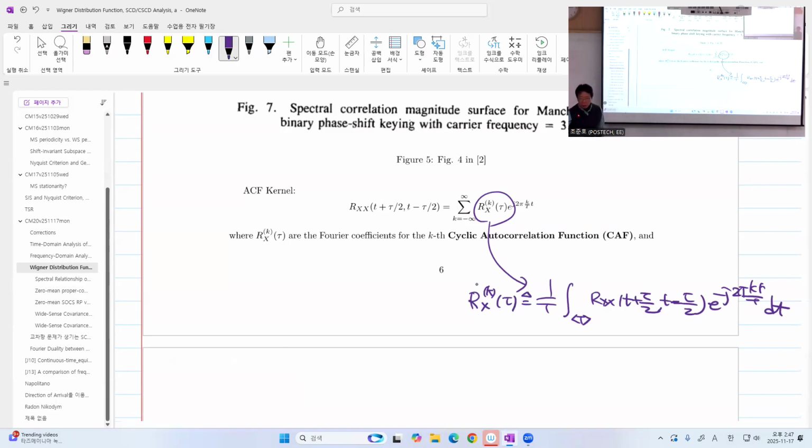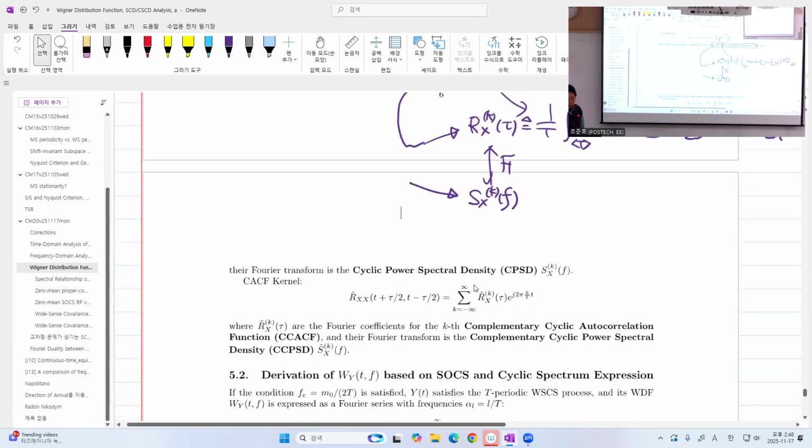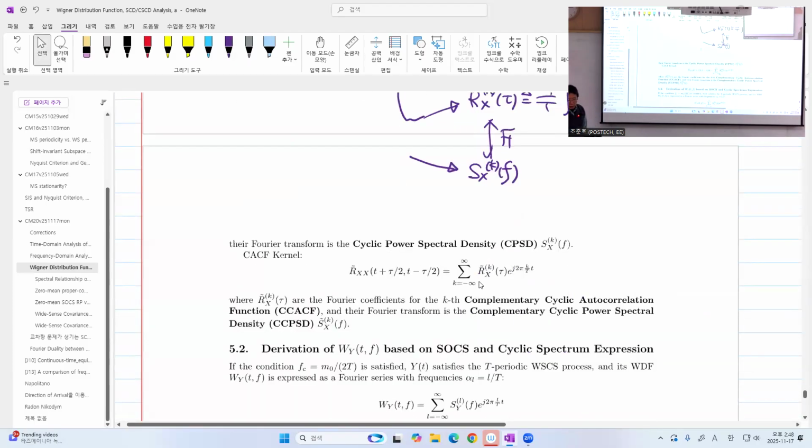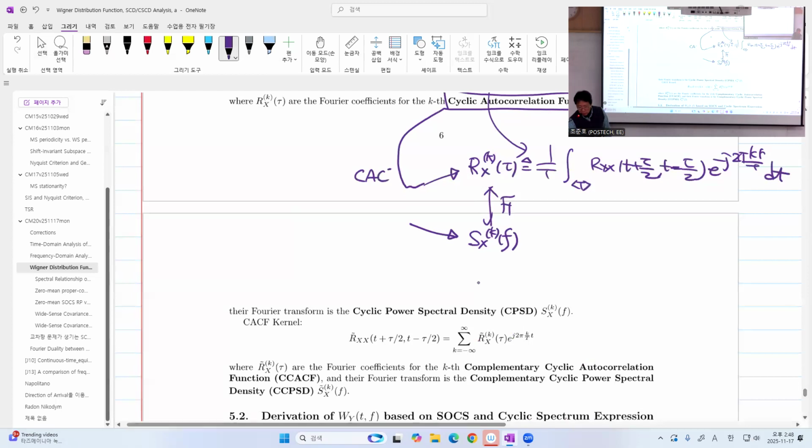Now, people define the Fourier transform of this Fourier coefficient as a function of f, because tau is paired with f, is called what? By the way, this is a cyclic autocorrelation. This is named the cyclic autocorrelation function. And this is the cyclic power spectrum. So cyclic autocorrelation function and cyclic power spectral density.